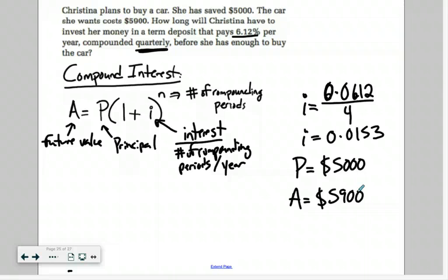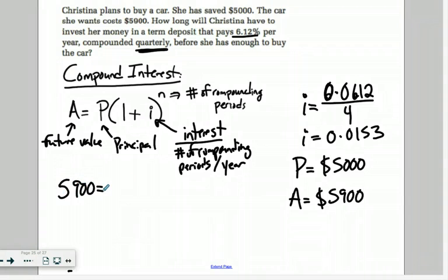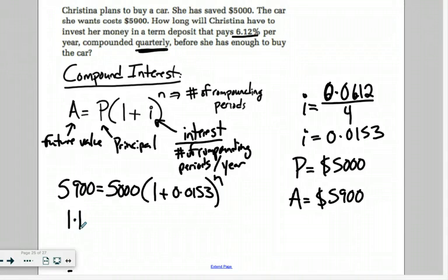Okay, so in that sense, we start evaluating. Okay, so we've got our A value there at 5,900. We've got that P value at 5,000, and then 1 plus 0.0153 to the power of n, and we're solving for n. So there's 2 things we can do here. The first is divide both sides by 5,000. So we can do that 5,900 divided by 5,000. And that gives us 1.18. And we can add these 2 values that are inside the brackets here to be 1.0153 to the power of n.